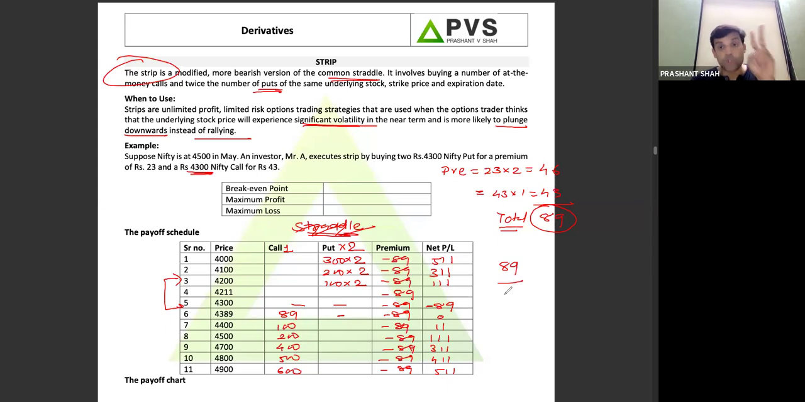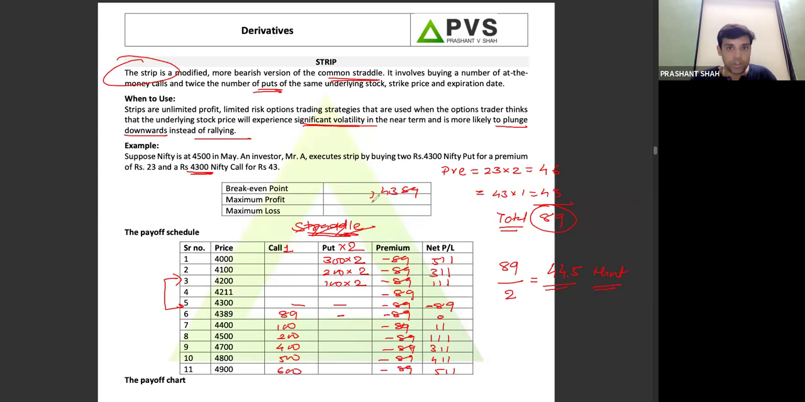89 from two puts. That means the fall in price should be how much? 44.5. This is the hint you can take from my side, and you will let me know the price at which you would find the first break even point. Call side, there is only one call, so the break even point is pretty easy to find out: 4389.